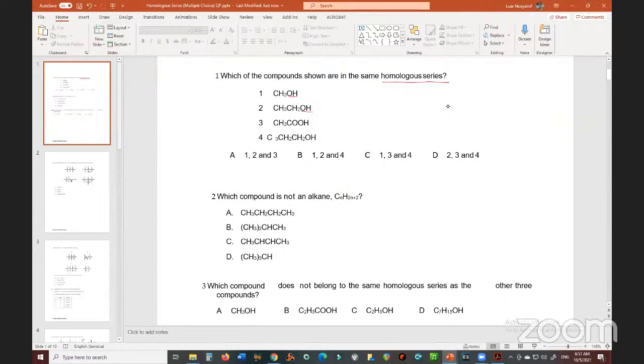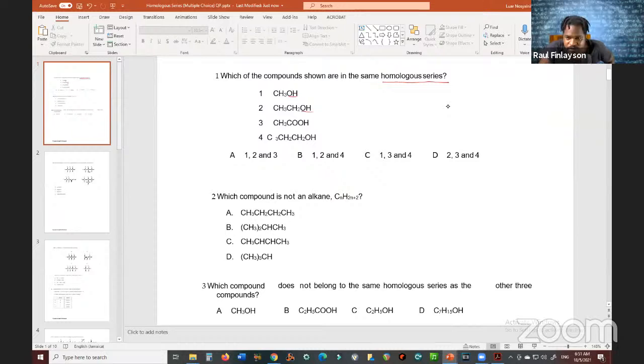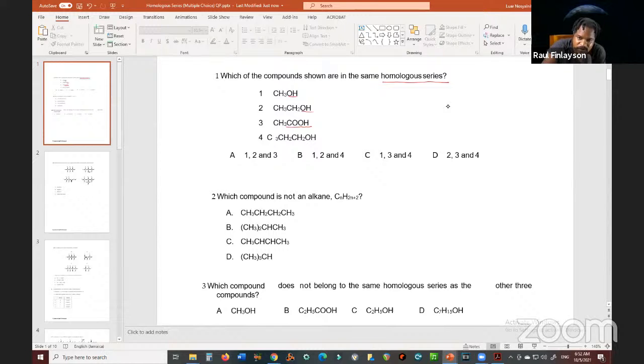But number 3 here has OH, but then it's COOH. So this here is a different thing. Remember that alcohols only have one oxygen. But this compound in 3 has 2 oxygen atoms, which makes it a different group from 1 and 2. Any questions there?